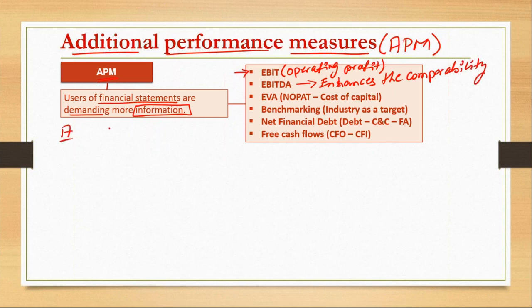How does it enhance the comparability? For example, if there's a company A and a company B. Company A is following the revaluation model, company B is following the cost model. So the depreciation of A will be higher, the depreciation of B will be comparatively lower. But when we calculate EBITDA, it will remove the impact of the depreciation. So now their valuation methods and depreciation methods will have no impact on our analysis. So anything which reduces the comparability should be removed before calculating the EBITDA.